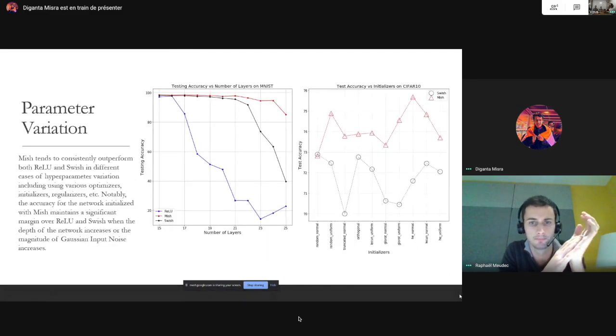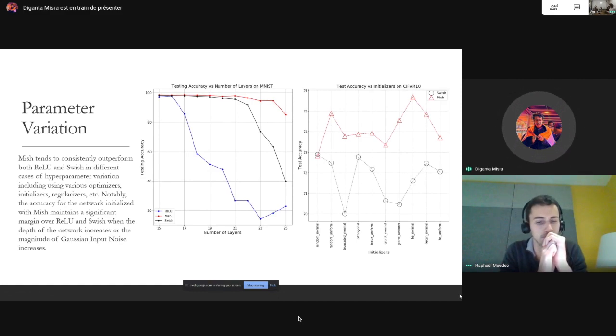Okay, so one more thing that we did is that we tested how different weight initialization processes affect the test accuracy for both Swish and Mish. And as you can see here, we tested basically all available weight initialization processes on PyTorch, and we saw that Mish consistently has a higher accuracy as compared to that of Swish.